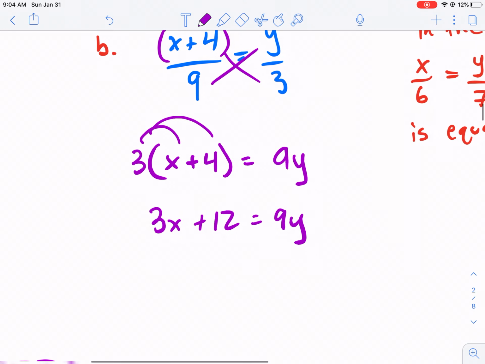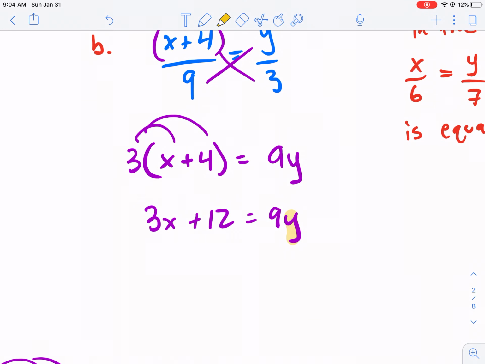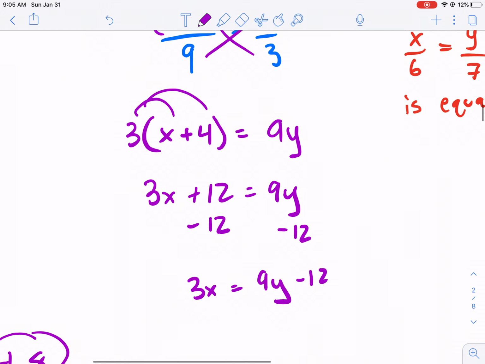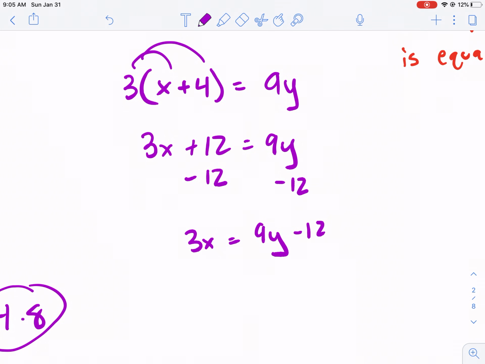Now, I know what you're thinking. Whoa, there's a y in there. What do we do with that? Well, if we're solving for x, we can still solve for x. We just try to get everything by itself. We just move everything else over. So we have 3x equals 9y minus 12. Don't combine the 9y and the 12. They're not like terms. Then we're going to divide by 3.